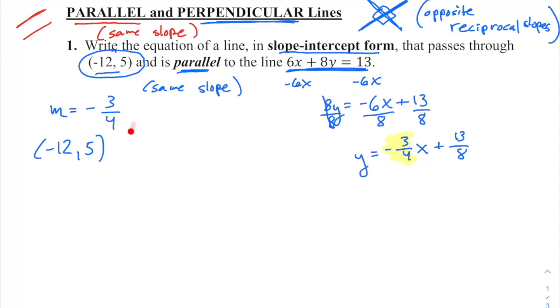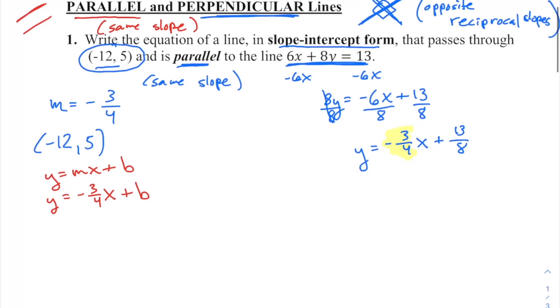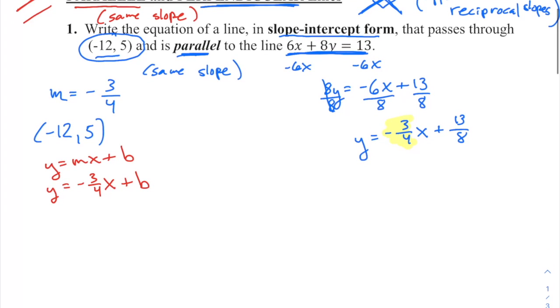And now this is just like any other problem I've done here. Write the equation of a line that has a slope of negative 3/4 and passes through (-12, 5). And even to do this, I have two options. I could use point-slope form if you feel comfortable, and then change it to slope-intercept form. Or I could do the classic: start with y equals mx plus b and plug in what you know, meaning I know the slope is negative 3/4 x. I just need to solve for b, and I will do that by plugging (-12, 5) into this.